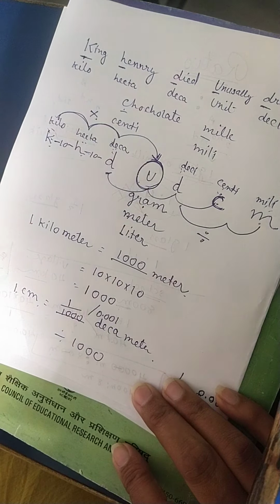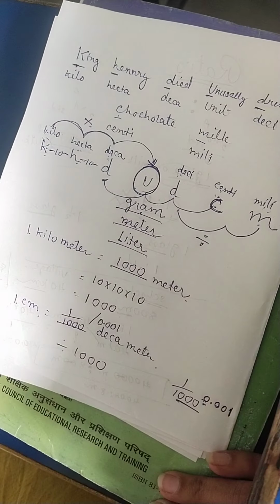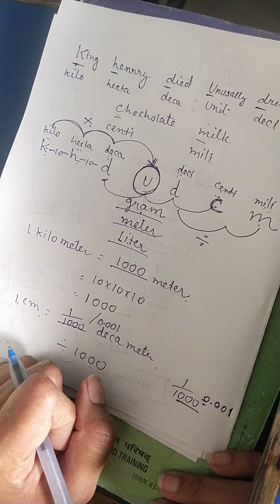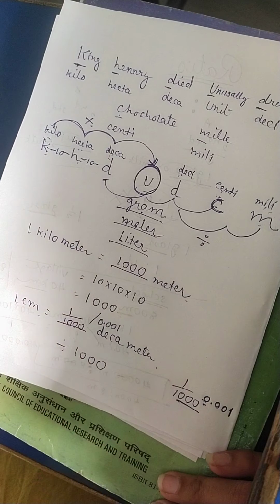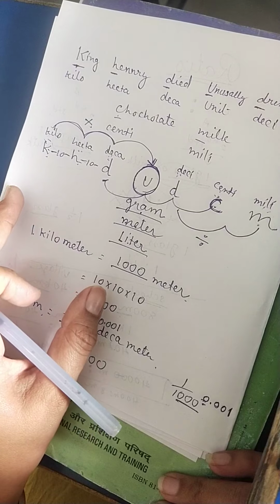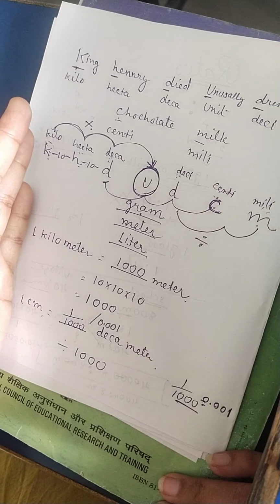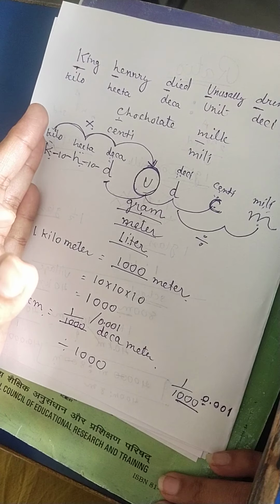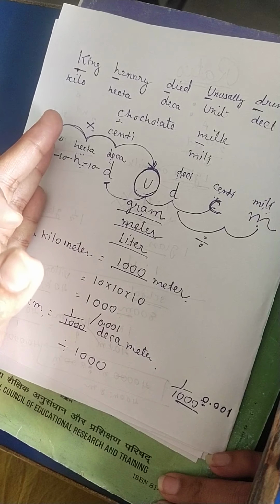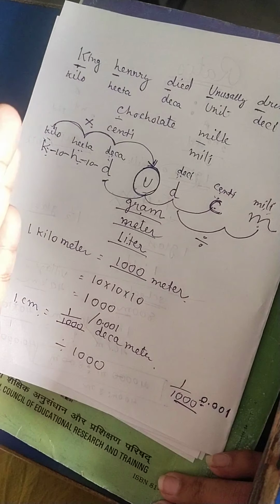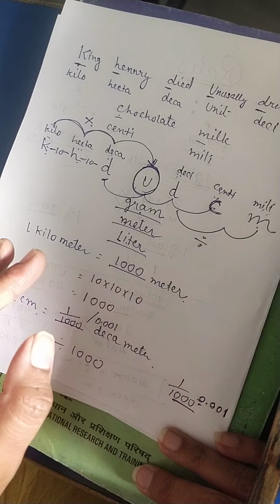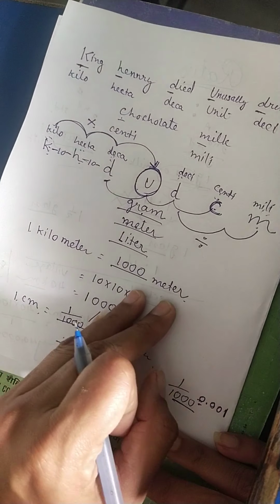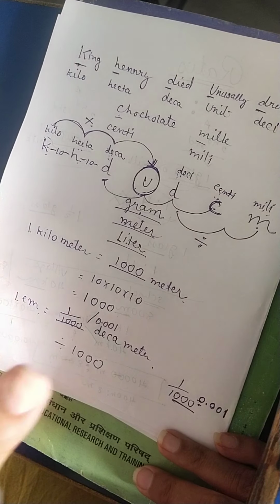King Henry died unusually drinking chocolate milk. Please students, write in your notebook. Try to understand properly. In higher standards it is useful for you, and we already learned these things. So this is like your revision. When we have to find the ratio, we have to make the same scale, either converting kilometer to meter, or meter to kilometer.